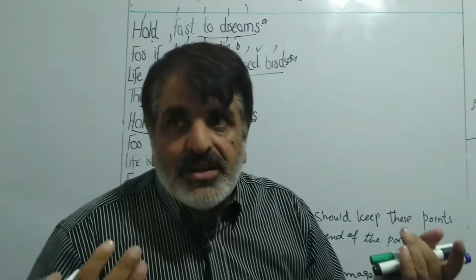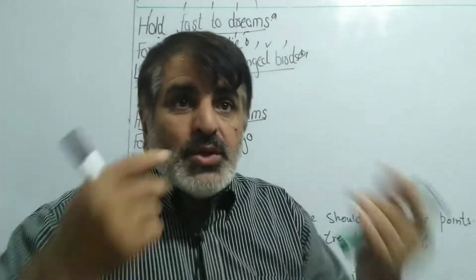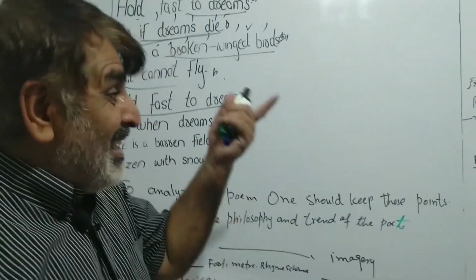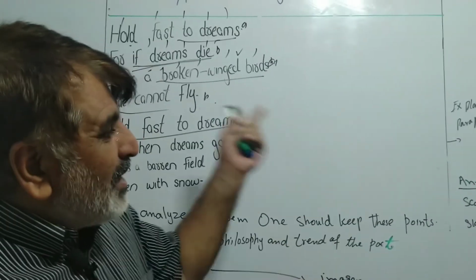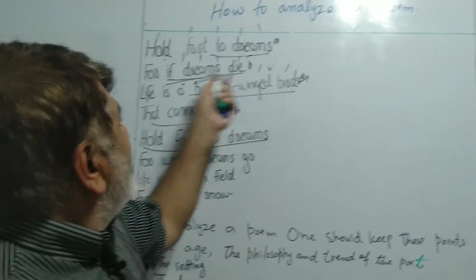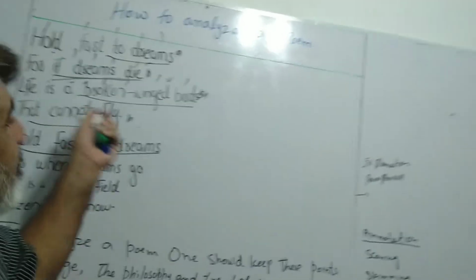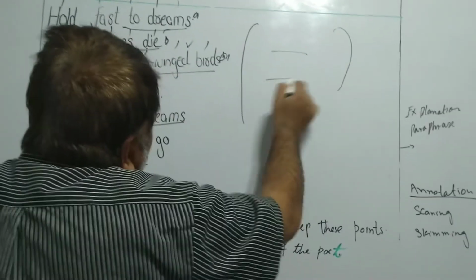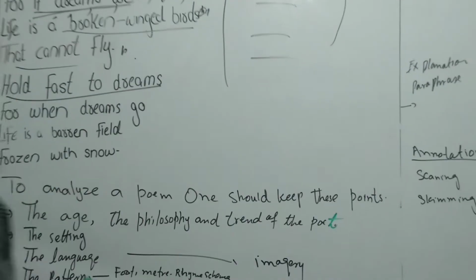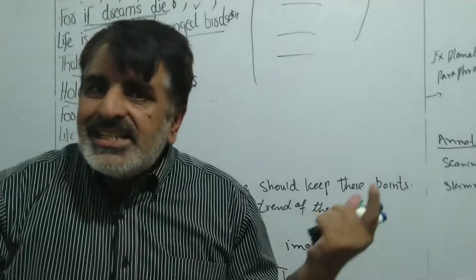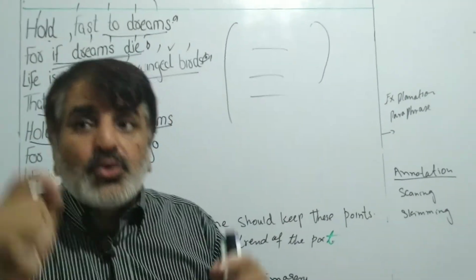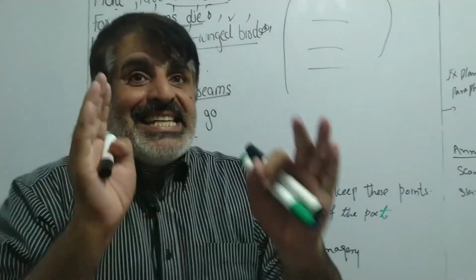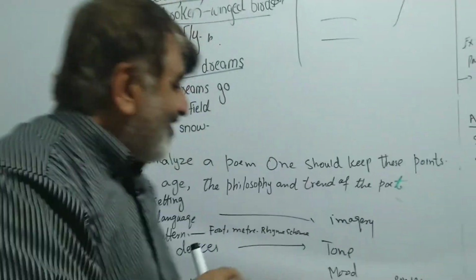Then this is your response. What will you do after reading? This is your response. So the explanation has been done. Paraphrasing: just hold fast to dreams, for if dreams die. For paraphrasing, you can make notes, write down your ideas, and then write them in your own sentences. But don't add anything. Just paraphrase, just restate. This is the way.